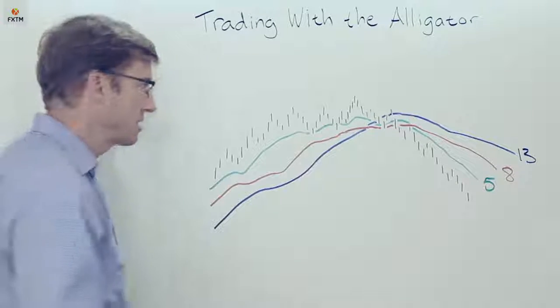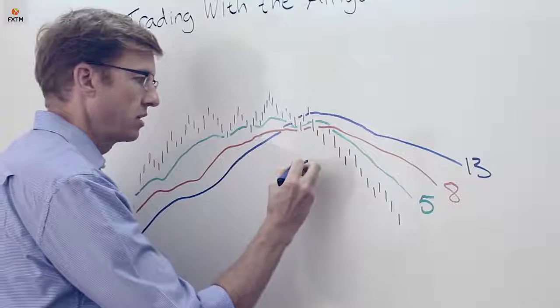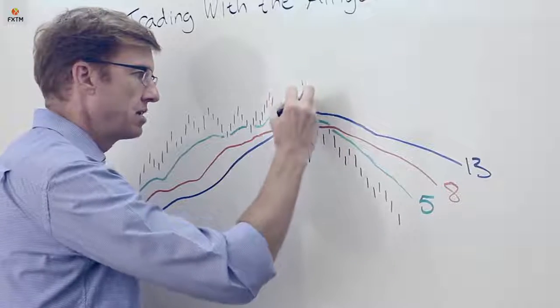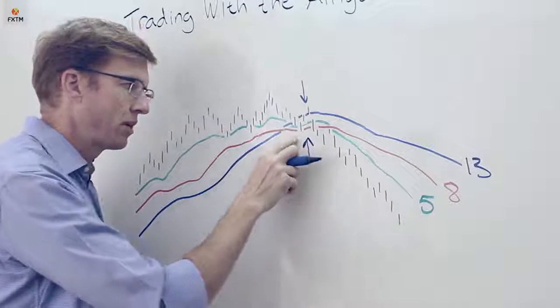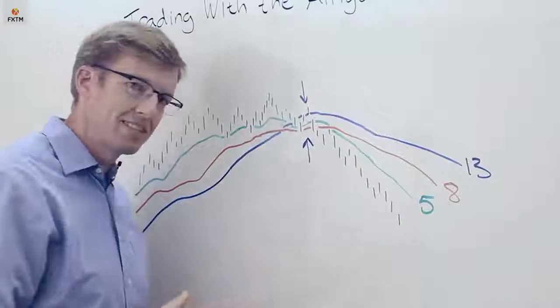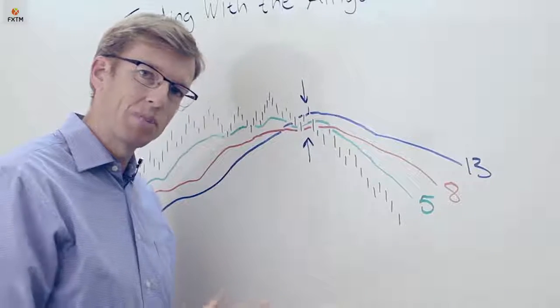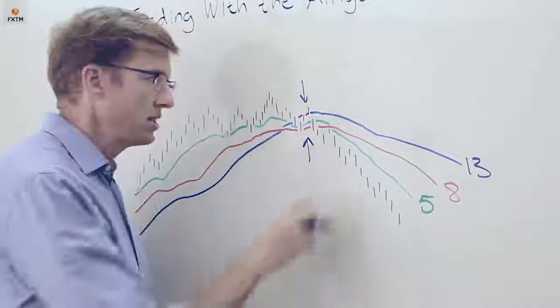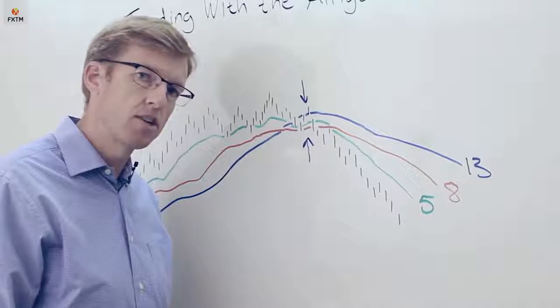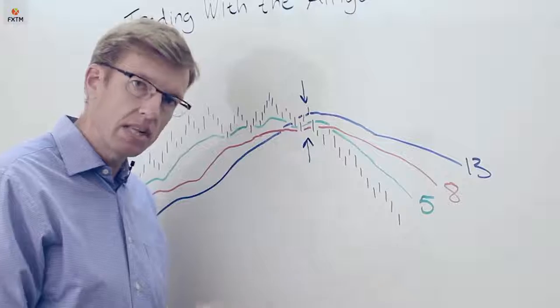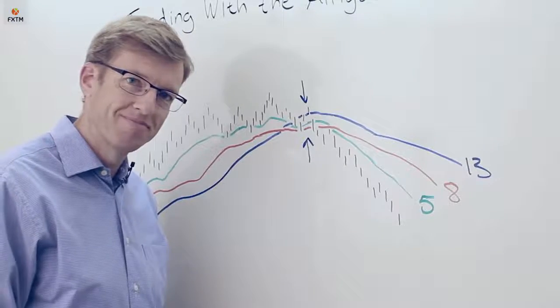Now, periodically, these lines will become intertwined and confused. We would look at that as a non-trending market. You can see an example of that right here, where the Alligator is sleeping or getting hungry. So we're interested in periods of time like that because they precede a potential breakout, but it does indicate that there is a non-trending market in place. So let's take a look at this on a couple of charts.